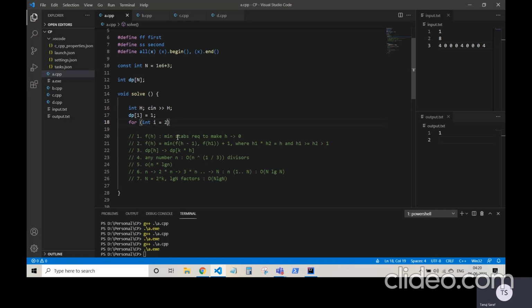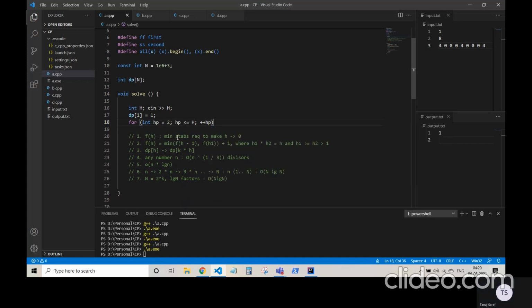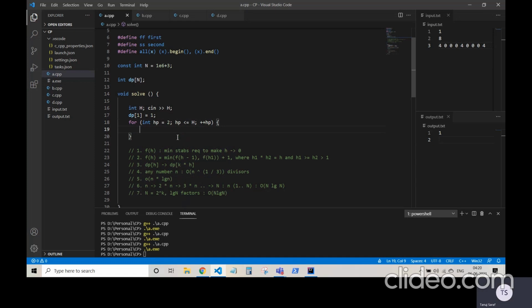So we start from the health point 2. Let's denote it as HP. From HP equal to 2 we start, and we go all the way till capital H. That is the actual answer that we wanted to get. So at this point I want to find out the value of dp of HP. This is the value that I want to find, right? And after finding this particular value, I would also want to update all the multiples, right? From this particular state of HP, all possible states to which I can go, I would like to update those particular values as well.